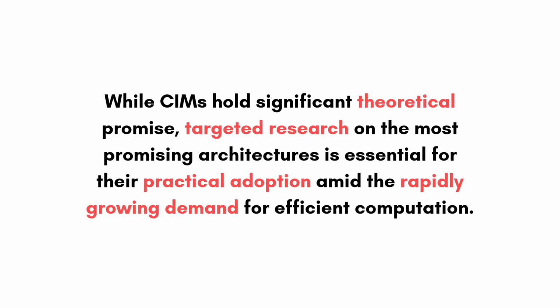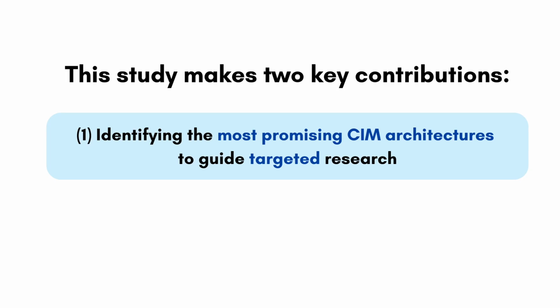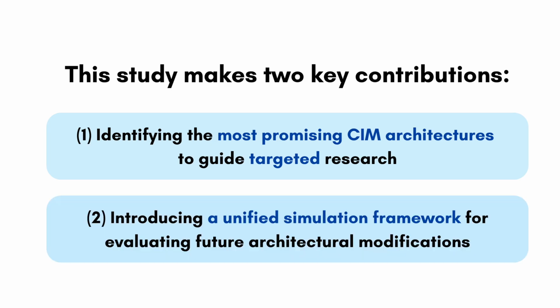While CIMs hold significant theoretical promise, targeted research on the most promising architectures is essential for their practical adoption amid the rapidly growing demand for efficient computation. This study contributes in 2 key ways. First, by identifying promising CIM architectures to guide targeted research, and second, by introducing a unified simulation framework for evaluating future modifications against existing ones.